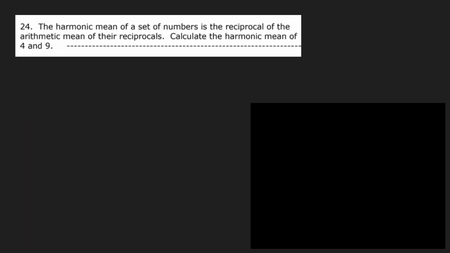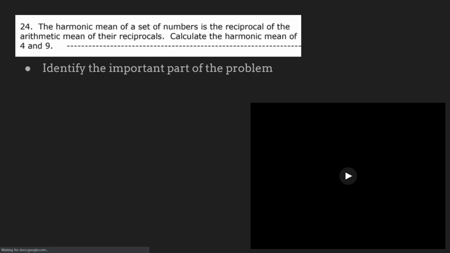So here we have question 24 of a test. The harmonic mean of a set of numbers is the reciprocal of the arithmetic mean of their reciprocals. Calculate the harmonic mean of 4 and 9. So we know what we're going to be working with, which is harmonic mean.